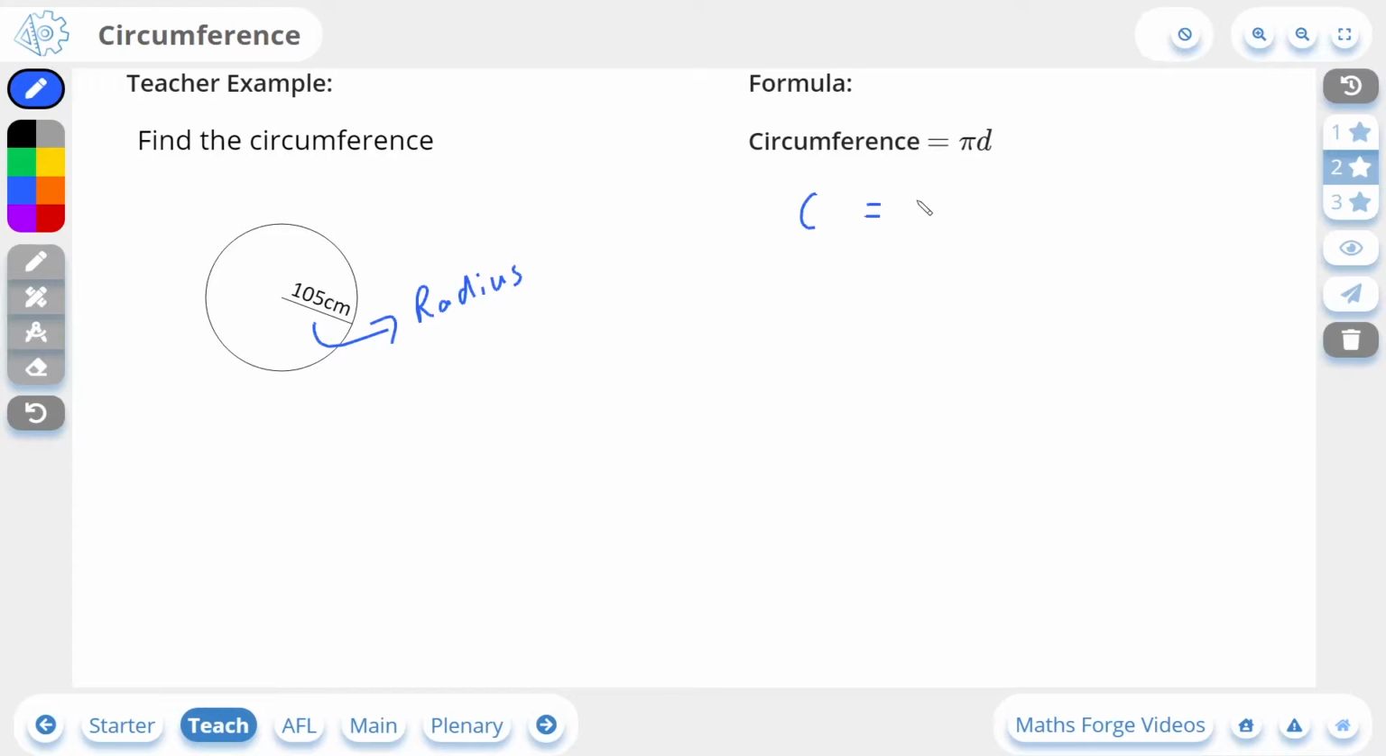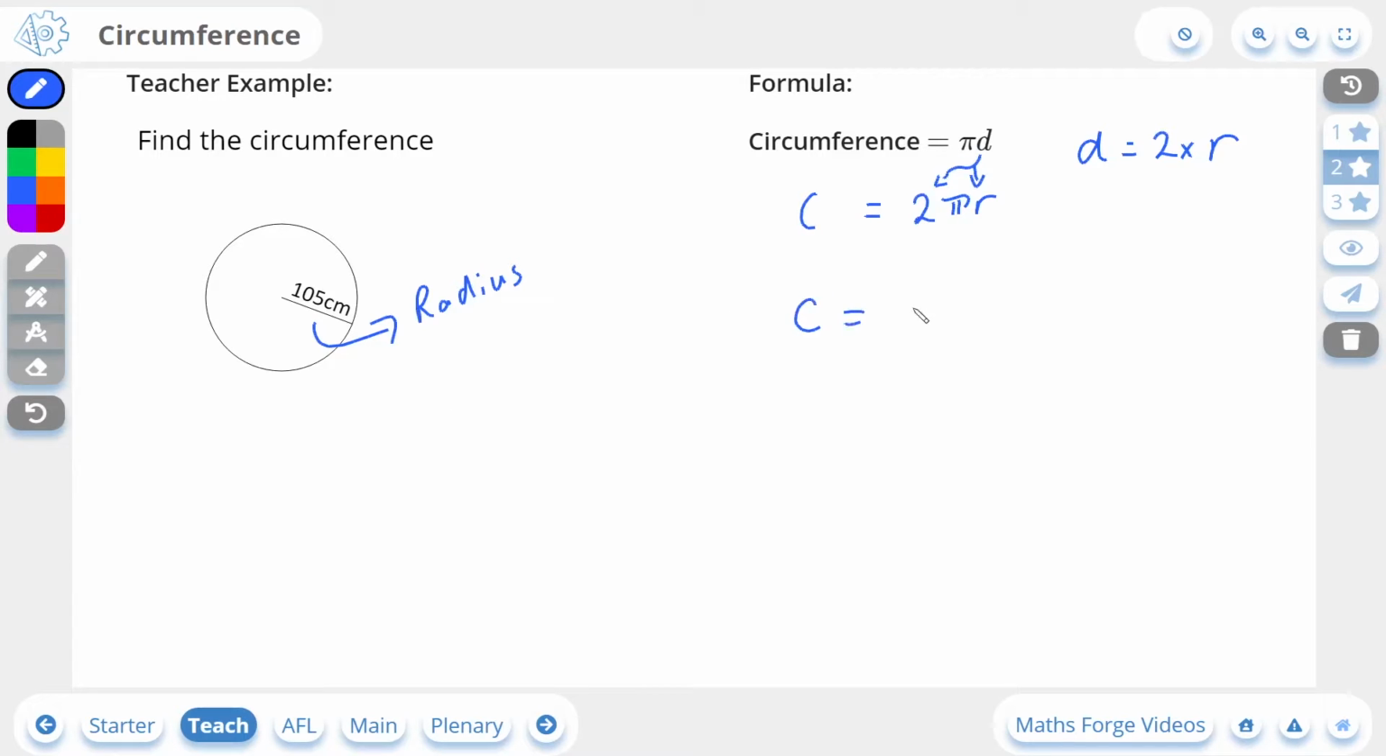Another formula for circumference is 2 pi r. Now 2 times pi times r looks different to pi times diameter. And the reason for this is because if the radius is half the diameter, then the diameter is just 2 lots of the radius, 2 times the radius. And so if we replace the diameter in this formula here by 2 times the radius, we end up with this formula here. The diameter is responsible for the 2r. And so now we can use this formula to find out the circumference of this circle.